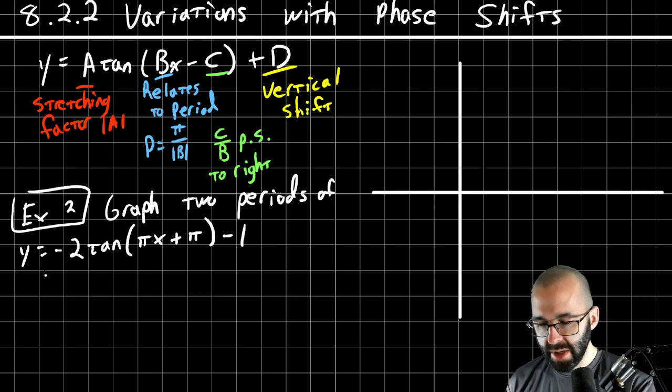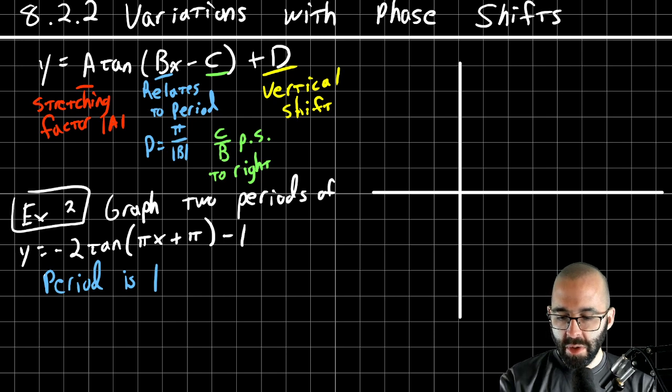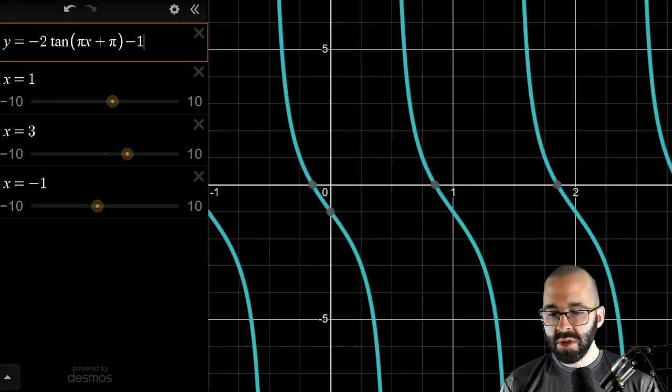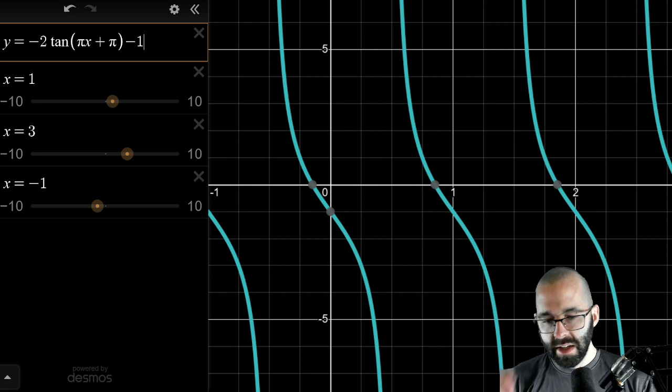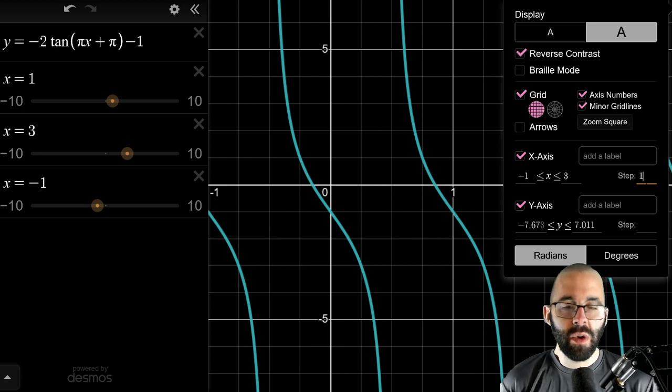And I'm going to try to be consistent with my colors. Period is 1, so it's going to repeat every 1. And that makes sense because period is pi divided by b. Pi divided by pi is equal to 1. That's good. So as soon as we know that the period is equal to 1, let's go over here and make sure our step size is correct. Good, our step size is already 1 from last time, so that's helpful.